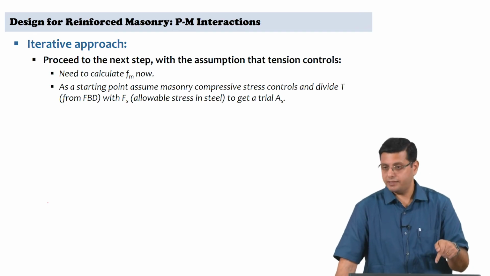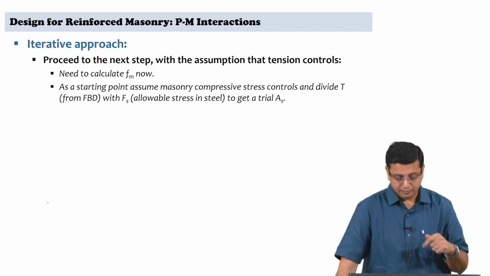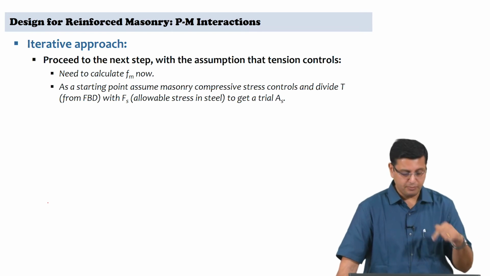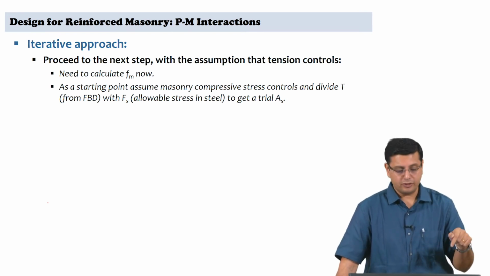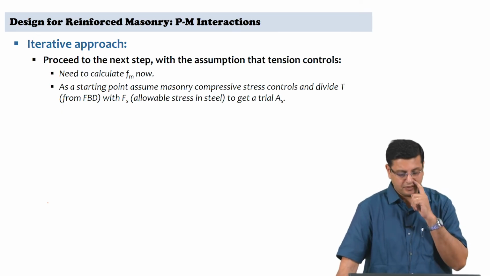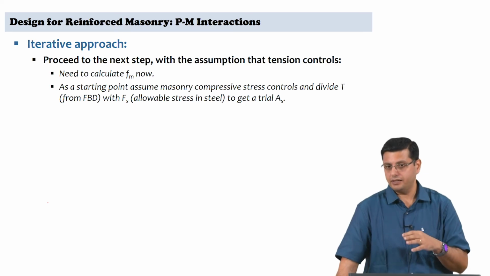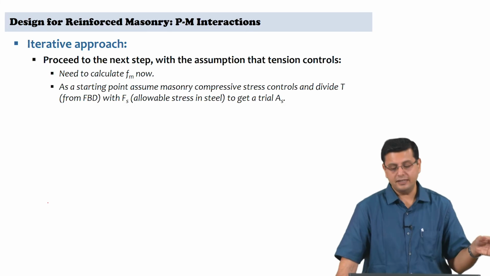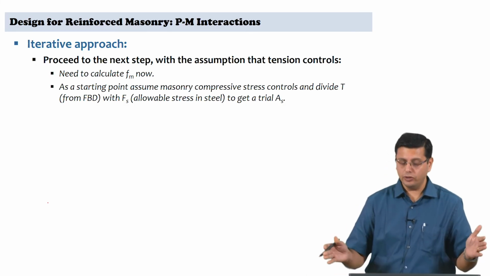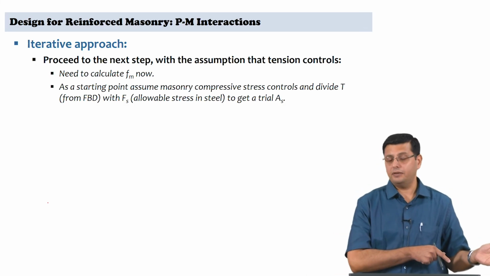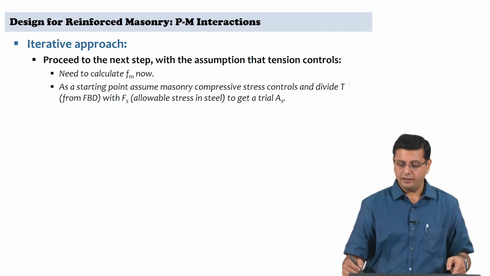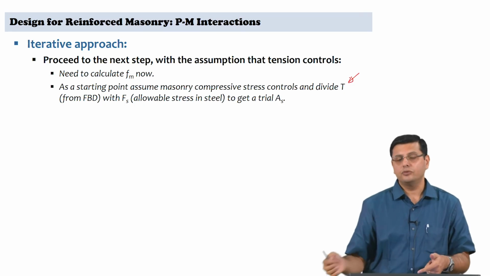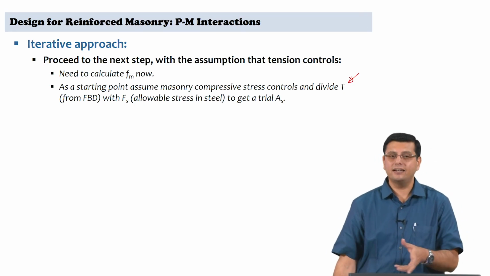But you need an estimate of the amount of steel to actually begin. You also need an estimate of the masonry compressive stress. So, we can start this part of the calculation assuming that the masonry compressive stress still controls, and divide the tension that you are getting from equilibrium by the allowable steel tensile stress. You establish T from the equilibrium and divide that T by Fs and get a trial area of steel.